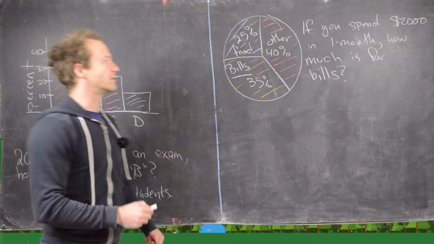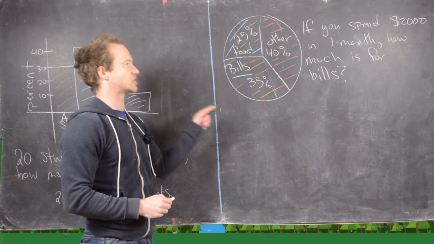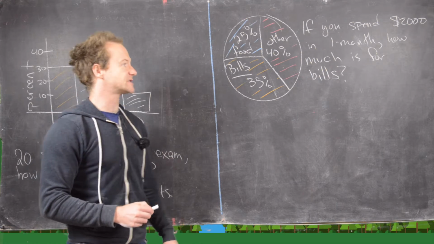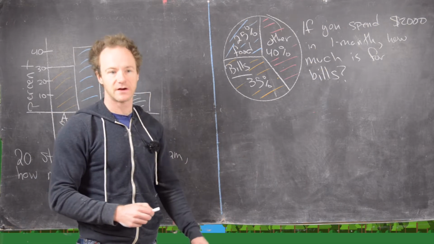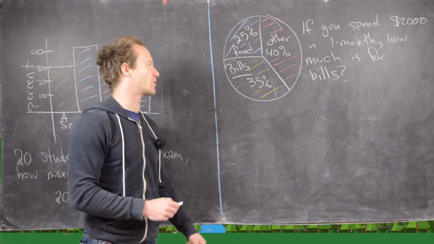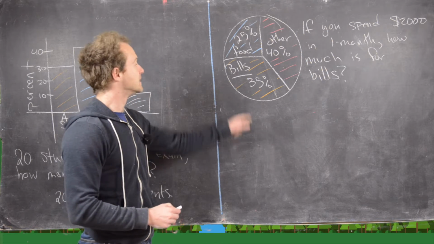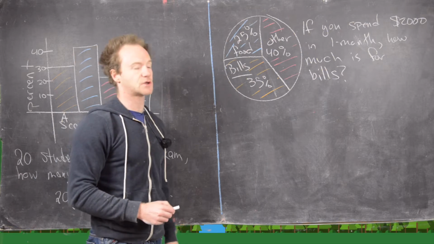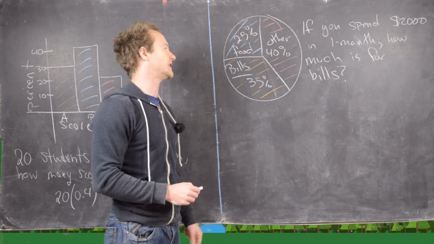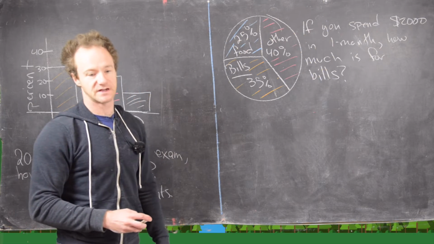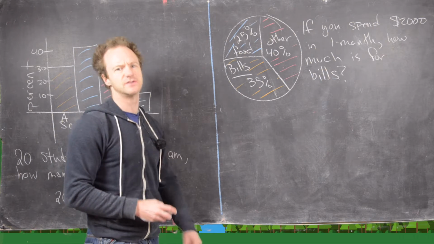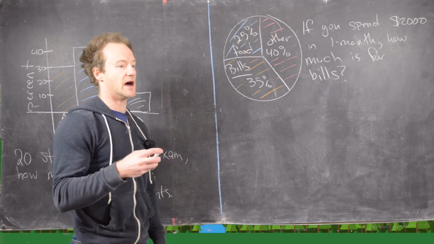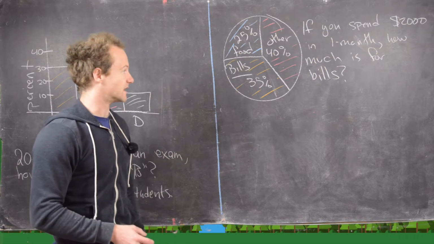So the next one we want to look at is this pie chart. So if you spend $2,000 in a month, how much is for bills, given that your budget is broken down in the following way? So bills take up 35% of your budget, food is 20% of your budget, and then everything else is 40% of your budget. So maybe bills includes like rent and your phone and all of that kind of stuff.